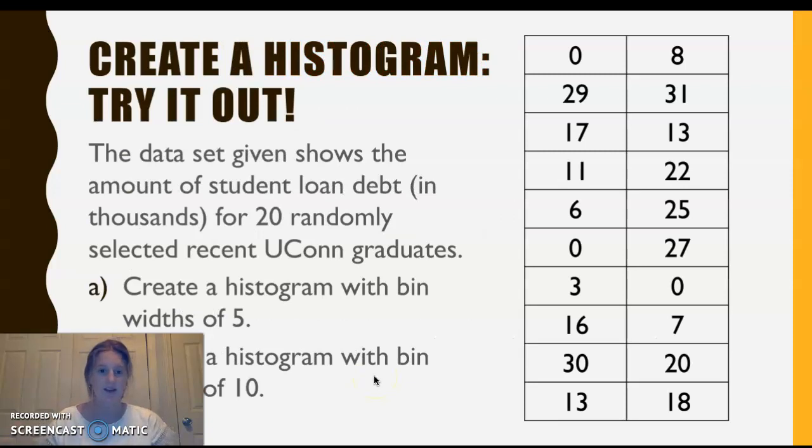So here you can pause, and I gave you a data set. It's about 20 randomly selected UConn graduates, and the amount of student loan debt they have in thousands. Oh my goodness. But you can use this data set, make a frequency table, bin the numbers, create intervals, and create the histogram, like what you did in Delta Math. You can try it out on a piece of paper, make your X and Y axis, label them, and you can show me when we go to school.